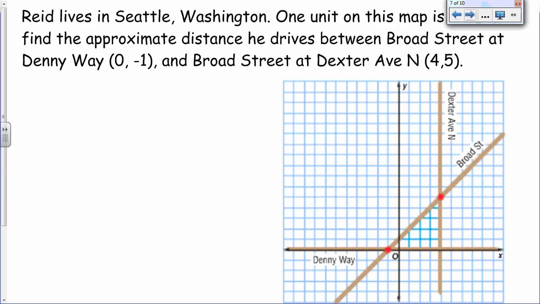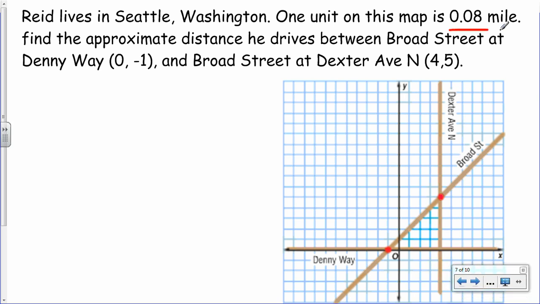All right, next one. If you want to pause it and try it, you can go ahead and pause it and try it. Reed lives in Seattle, Washington. 1 unit on this map is 8/100 of a mile. So let me move this. And you can see that there. Find the approximate distance he drives between Broad Street at Denny Way, which is 0, -1, and Broad Street at Dexter Avenue, which is 4, 5. So I'm going to take both my points, so 0, -1, and 4, 5.